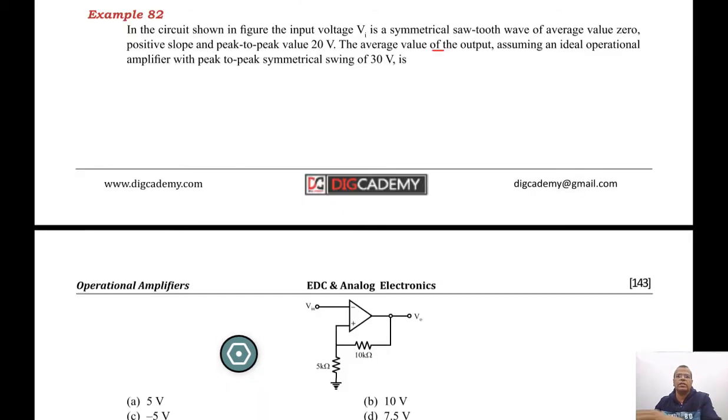Now let us see the next example. Here we are given in the circuit shown in the figure, the input voltage Vi is a symmetrical sawtooth wave of average value 0, the positive slope and peak to peak value of 20 volt. So you are given a symmetrical sawtooth wave at the input, right? The average value of output, assuming an ideal operational amplifier with peak to peak symmetrical swing of 30 volt each.